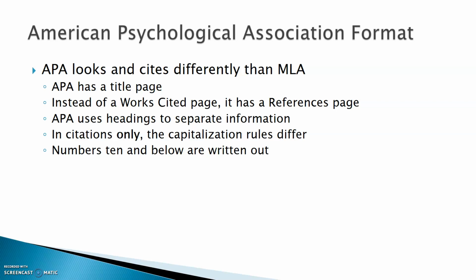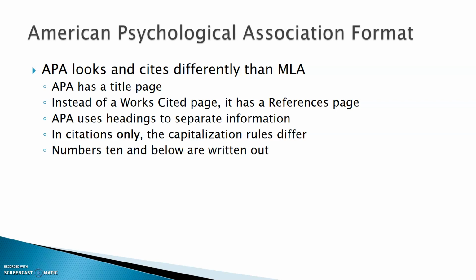It does look and cite differently than MLA. There are some definite similarities, but they are different. And probably the biggest thing is that APA has a title page. And instead of a works cited page, it uses the word references, but it does the same thing. It gives you the full bibliographic information.